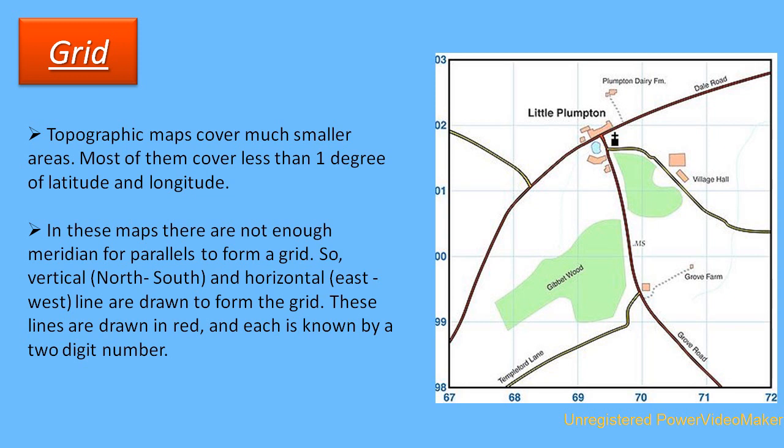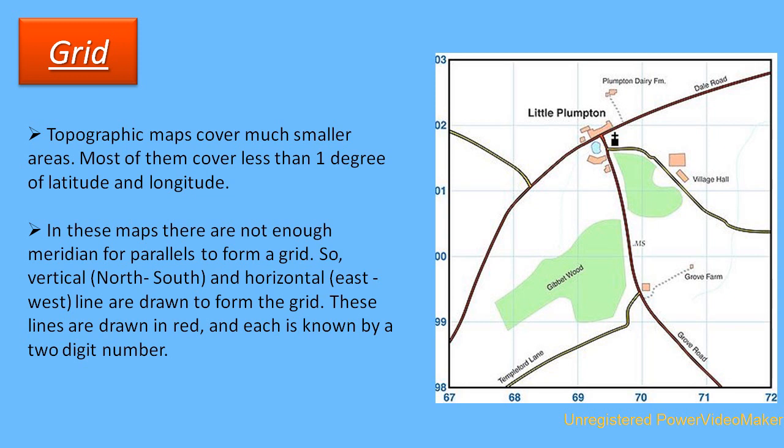and each is known by a 2-digit number. On the sides you will find each gray color line having a 2-digit number name. So each line is named with that 2-digit number, which will help to identify the particular cell, particular lines. The lines will form the cell. It will help you to give a name to a particular cell, which we will study later.